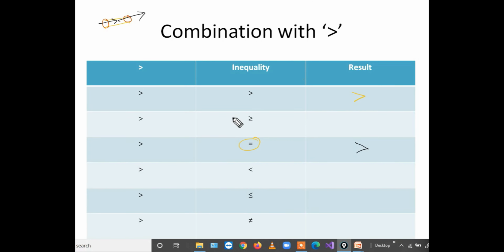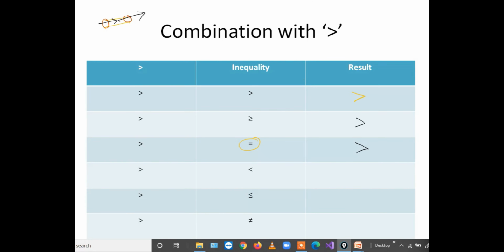Next, greater than when it is combined with greater than or equal to. See here, what is the common part? Only greater than is common; equal to is not there in one inequality. And as we mentioned earlier, equality has no effect on the equation. Simply only greater than will come out.